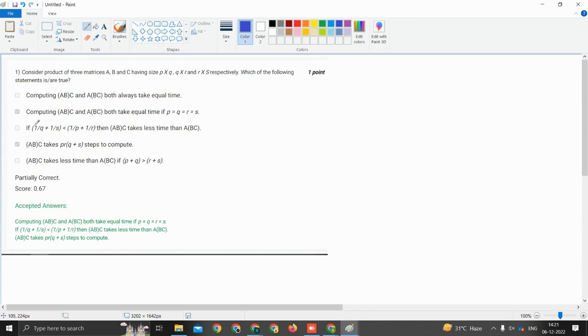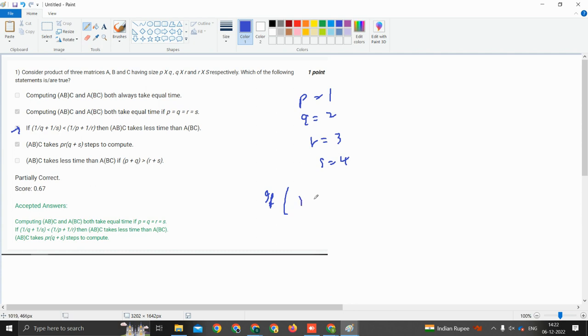So since we are on the board, we'll go with the third option, which is also correct. Let's assume some values for P, Q, R, S. Let's take P equal to 1. I usually take smaller values only. R equal to 3, S equal to 4. They are saying if 1 by P plus 1 by S.